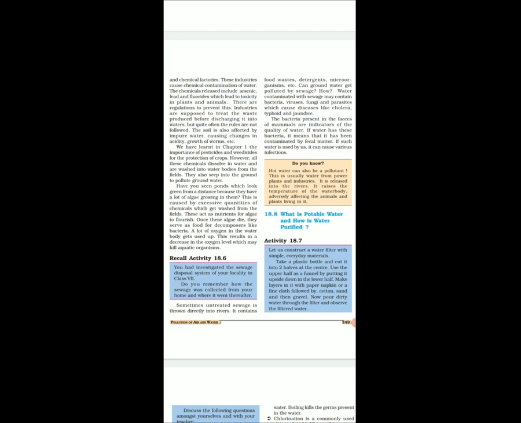The soil is also affected by polluted water, causing changes and growth of worms, etc. इसमें क्या आगे में सिर्फ आप रीड करोगे ना तो भी आपको पता चल जाएगा कि इसमें क्या कहा जा रहा है.